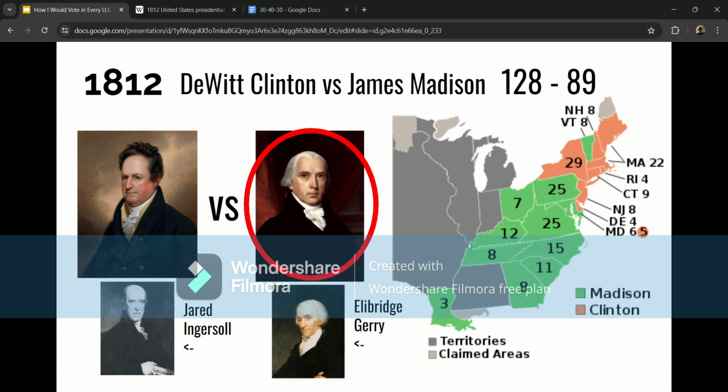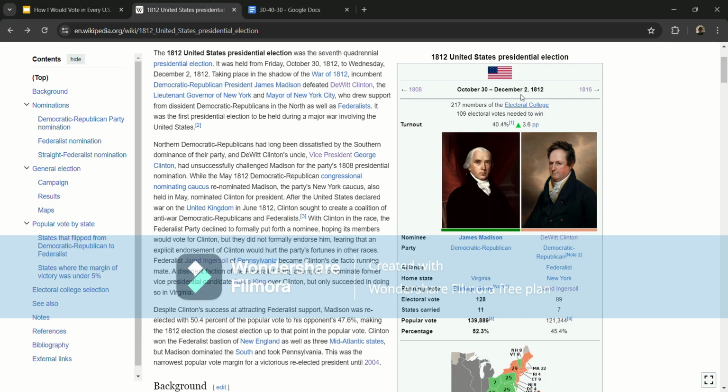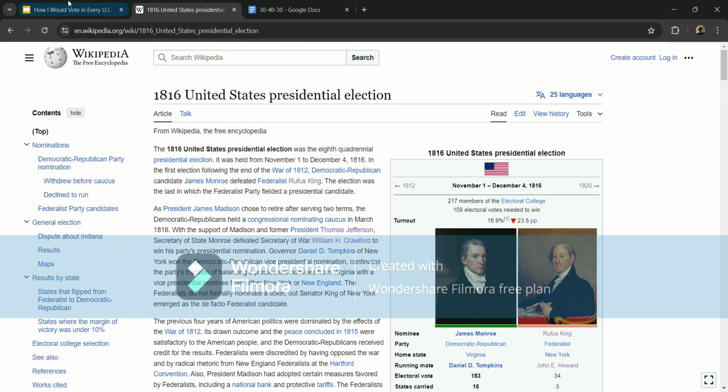So moving on to 1816, we have James Monroe, the incumbent Secretary of State, and incumbent Secretary of War too, I believe, with the current governor of New York, Daniel D. Tompkins, running against Rufus King, an incumbent senator from, I believe, New York. Yeah, from New York, with John E. Howard as his running mate.